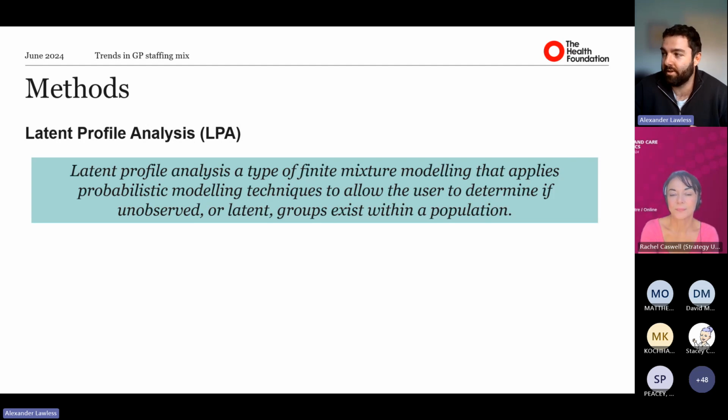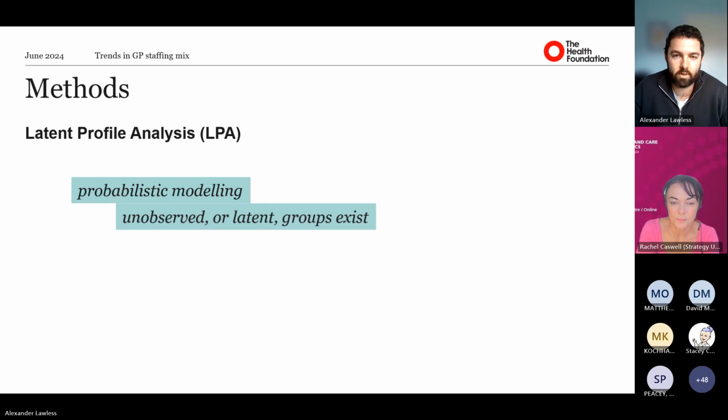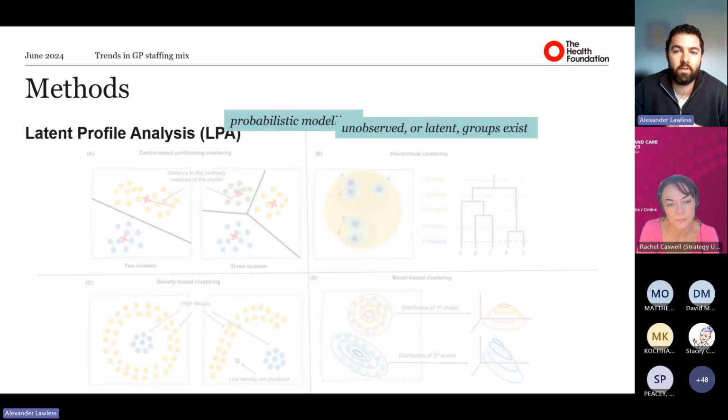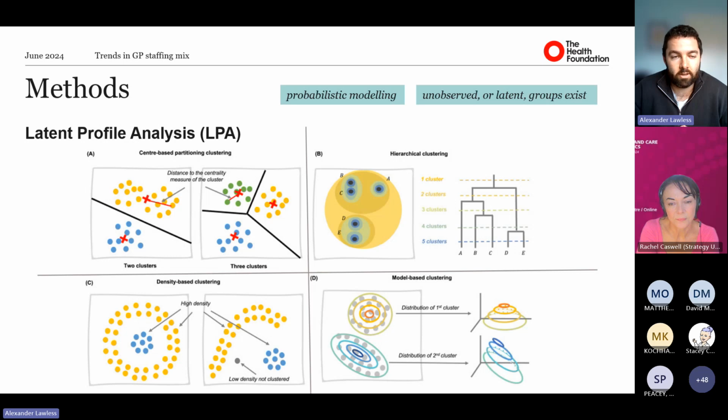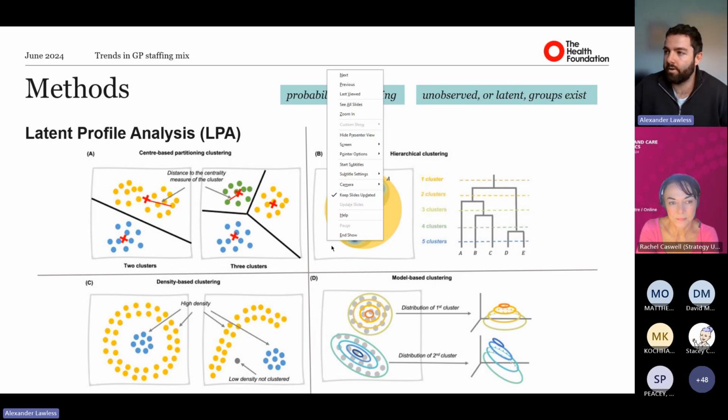It's a finite mixture modeling that applies probabilistic modeling techniques to allow a user to determine unobserved or latent groups within a population. So the key aspects of that definition, I feel, are the fact that there's a probabilistic modeling going on. So data points are assigned in a probabilistic way, and there's an assumption of unobserved or latent groups. So not to throw you all back to a biostats lecture theatre somewhere, but each quadrant here is one of the broad types of cluster analysis. So I'll just change this actually so you can see.